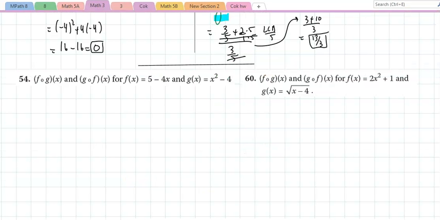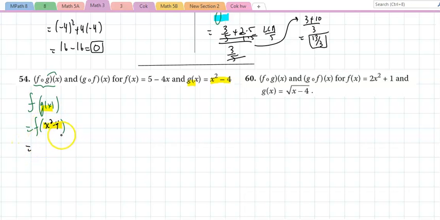54 is the next problem, and here they're asking for two things. F composite g of x. I group those together, and I work from the inside of the parentheses out, meaning start from the inside. What does g of x equal? Notice here they didn't give us a value. They want the entire function.